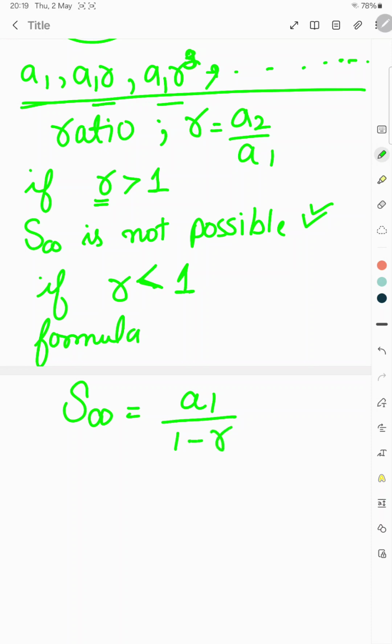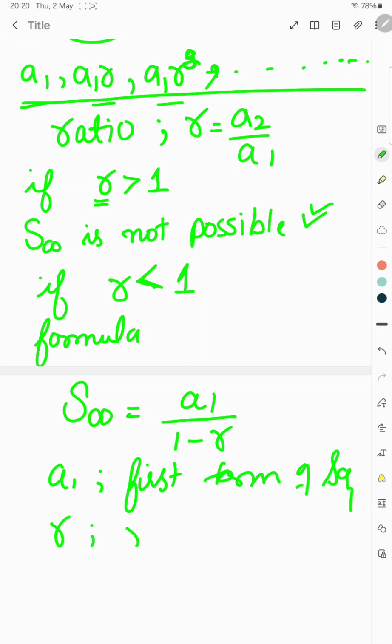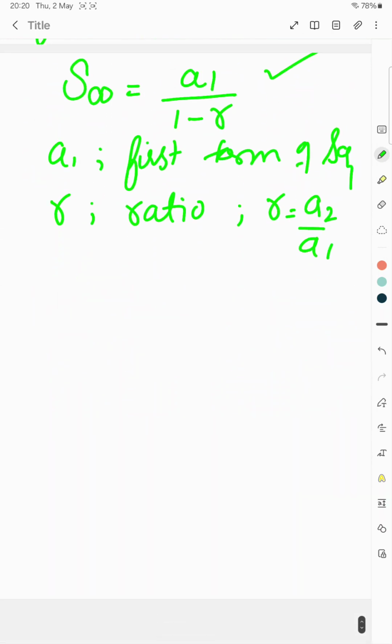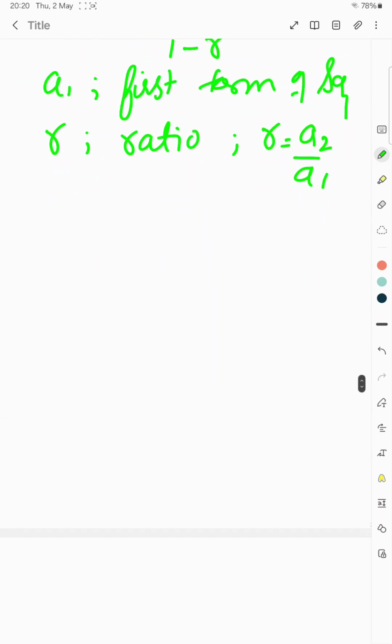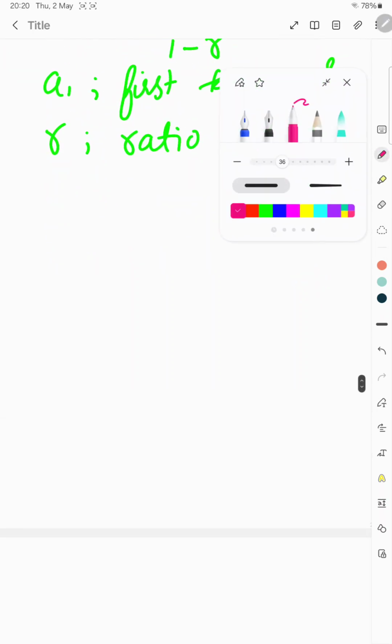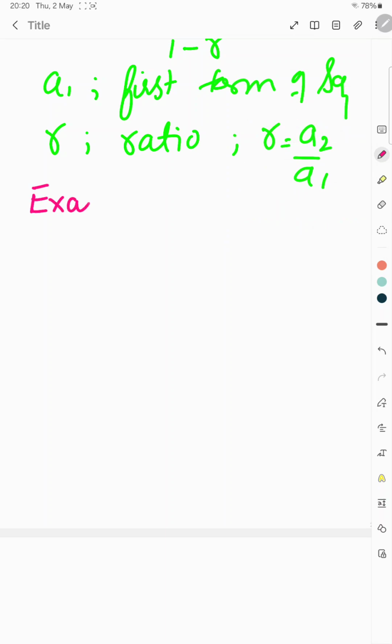Here a1 is the first term of the sequence and r is the ratio, and you know how we find the ratio, as we have the formula a2 divided by a1. So you have to just remember this formula, put the values in it, and your question will be solved. Now I will go further and solve an example for you, so the process becomes clear. So I have example number 1.